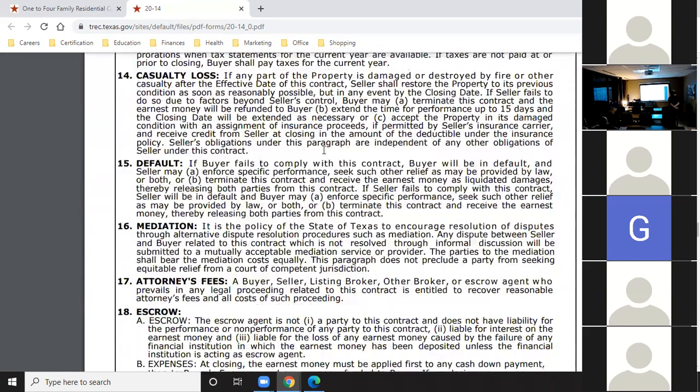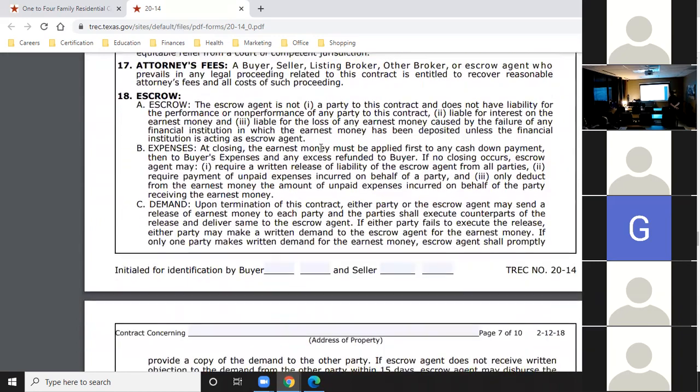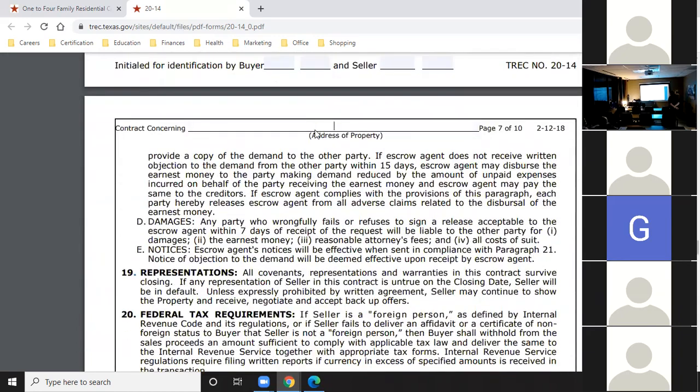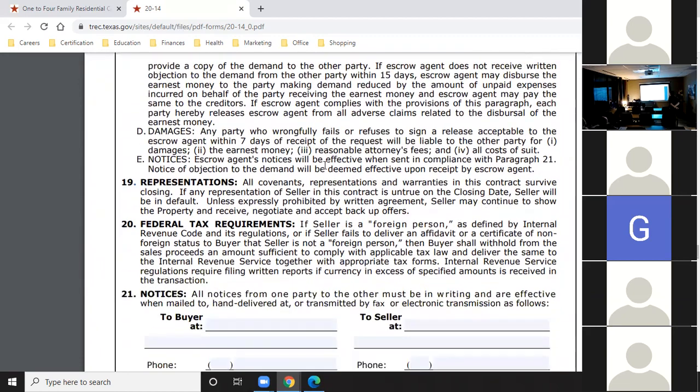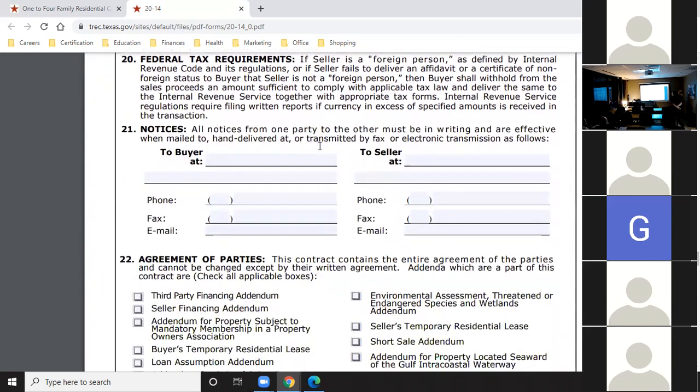Prorations, escrow. Oh, here we go. Not the fun part. Travis, go for it. Pick somebody. Ooh. All right. Mr. Eugene.